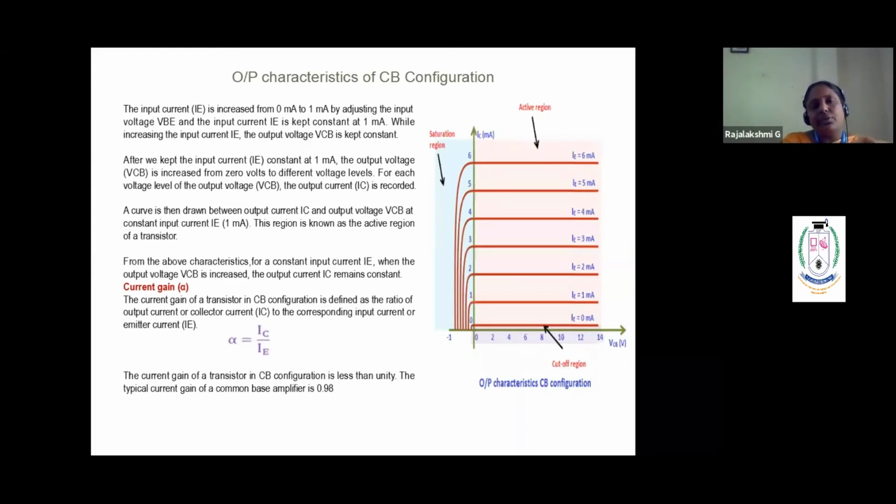Here we have to concentrate on one thing, the current gain, or we can say the current amplification factor. In common base configuration, it is referred to as alpha. Alpha is given by IC by IE, that is output by input. What is our output? Current only. Input is also current, that is IC by IE. Normally, for a transistor, the current gain should be 0.98. In common base, it is 0.98.